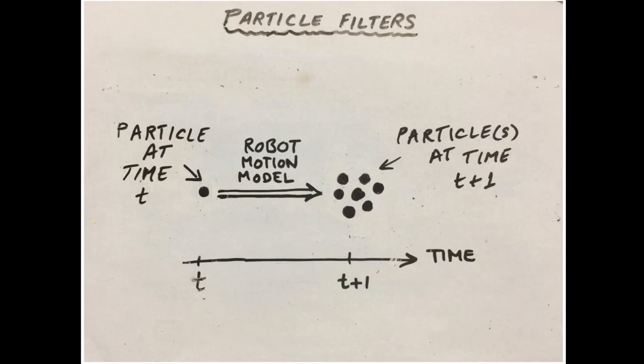So again, the idea over here is that if you have a particle at time t, which means that we have some knowledge, with some probability, of a robot location at time t, it will translate into multiple locations at the next time instance, which in this case is t plus 1, and that comes about because of the robot motion model, which may not be perfectly accurate.